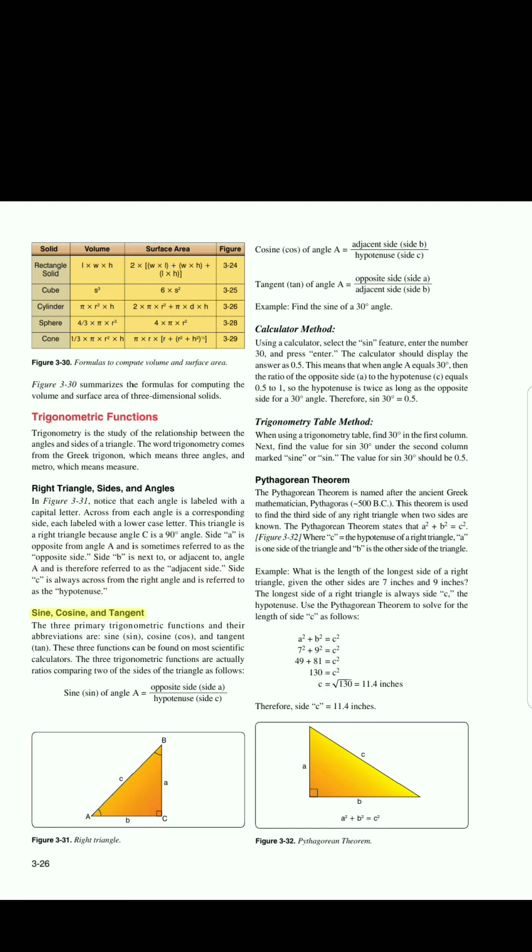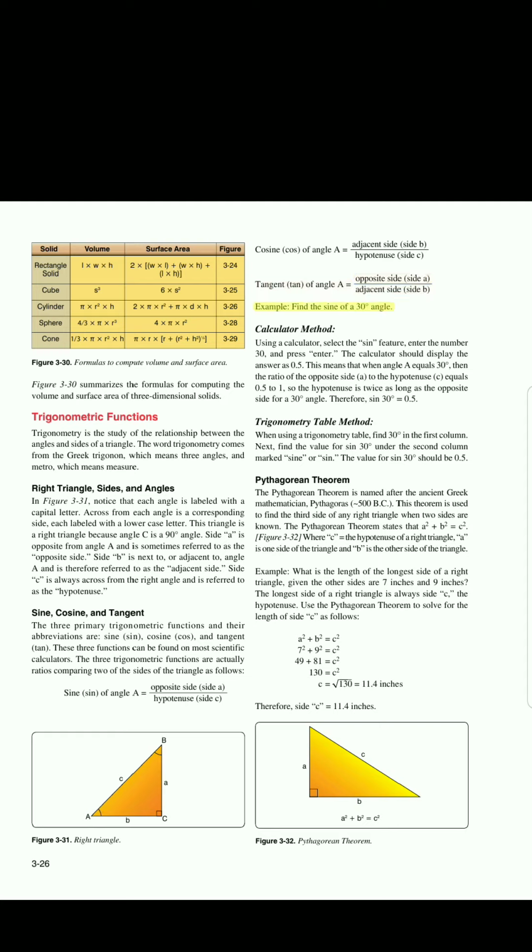Sine, cosine, and tangent. The three primary trigonometric functions and their abbreviations are sine, sin; cosine, cos; and tangent, tan. These three functions can be found on most scientific calculators. The three trigonometric functions are actually ratios comparing two of the sides of the triangle as follows. Sine of angle A equals the opposite side, side A, over the hypotenuse, side C. Cosine of angle A equals the adjacent side, side B, over the hypotenuse, side C. Tangent of angle A equals the opposite side, side A, over the adjacent side, side B.